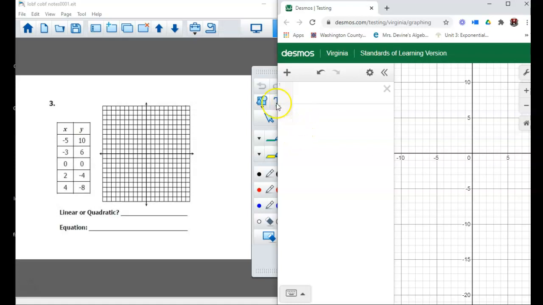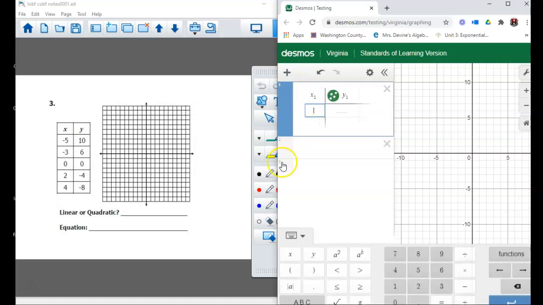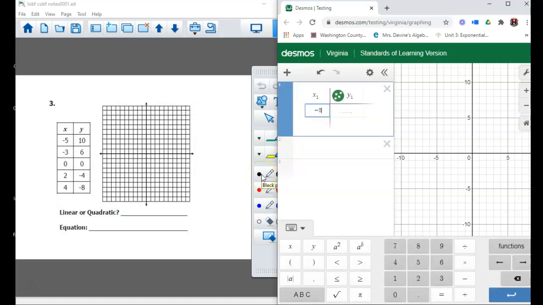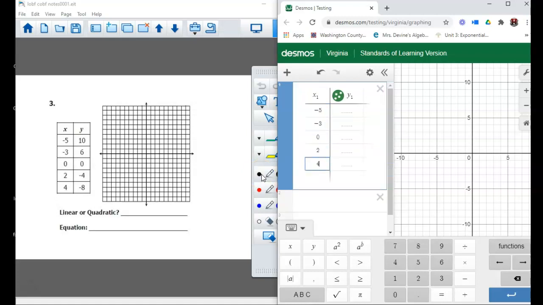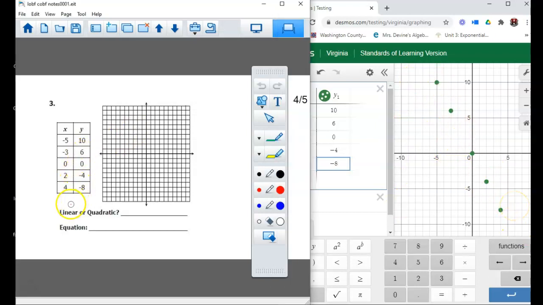Okay, so to work this problem, first we will add an item, and we want to add a table. X's are -5, -3, 0, 2, and 4. In the Y column, we want 10, 6, 0, -4, and -8. Now, when I look at my points, they appear to be making a line, so this would be linear.